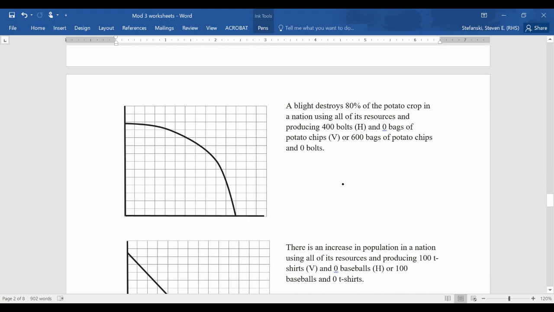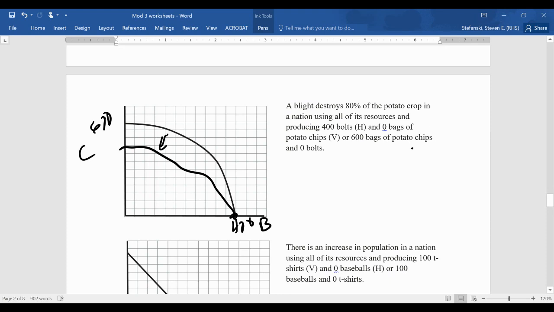The next one says that a blight destroys 80% of the potato crops in the nation using all of its resources and producing 400 bolts on the horizontal. So 400 bolts on the horizontal, and 600 chips on the vertical. So it says that there's a blight destroying 80% of the potato chip thing, but it doesn't affect the bolts. So what would happen? You would get this, like this, and you get that shift inward. You'd still start right here at the same spot, but because there's a blight in the potato crop, and potatoes are used for chips.